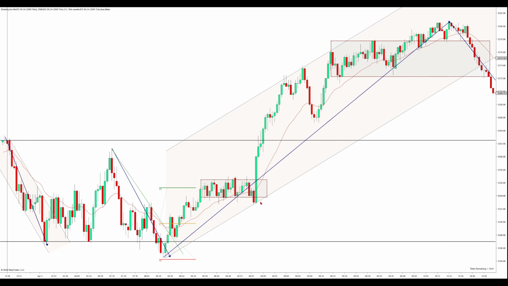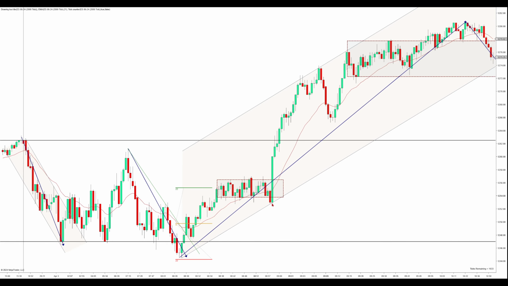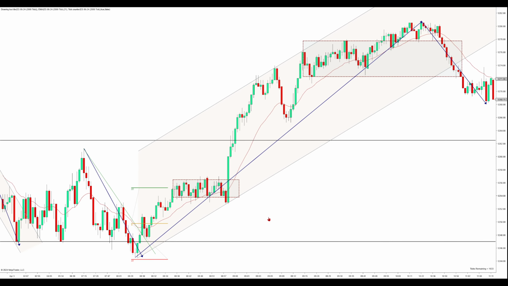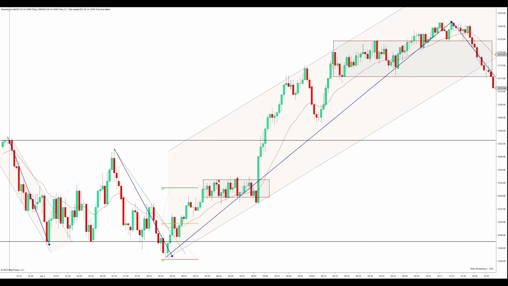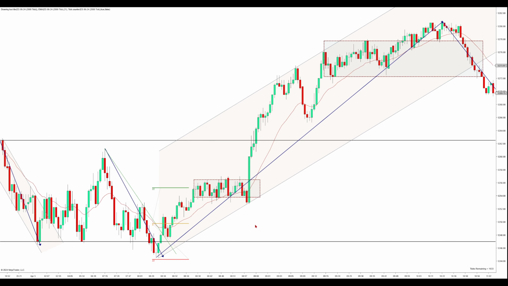So, unfortunately no way to get long there, but it just goes to show price action. It holds the same small picture, big picture when it's chopping and when it's trending. So, just wanted to go over that. So anyway, after that two-legged move, it takes off there.